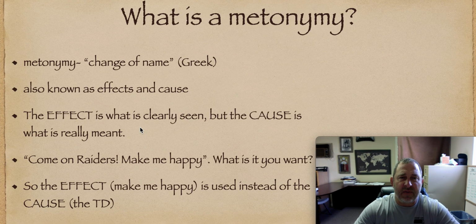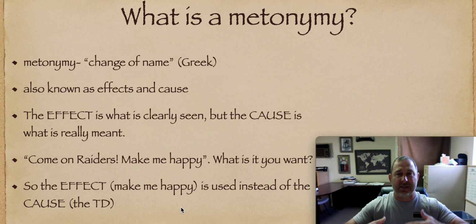So the effect is I want the Raiders to make me happy. But what is it that I really want? What is going to cause me to get happy? Right? What is the cause? So again, this is called effects and cause, or metonymy. Come on, Raiders, make me happy. The effect is I want the Raiders to make me happy. And I'm using this instead of saying, come on, Raiders, score a touchdown. Well, obviously what I want, the cause, I want a touchdown. But what I'm focusing on as I'm speaking in this figurative way, right?